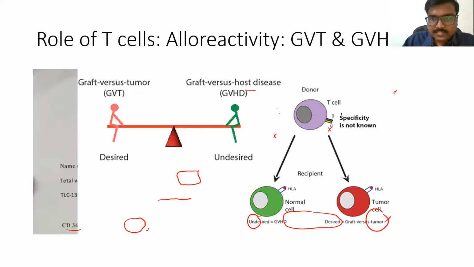As I said, T cells will mount an immune response towards a recipient who is not self, and if it mounts against tumor cells, it is a desired effect called graft versus tumor, and if it mounts against normal cells, it is an undesired graft versus host disease.